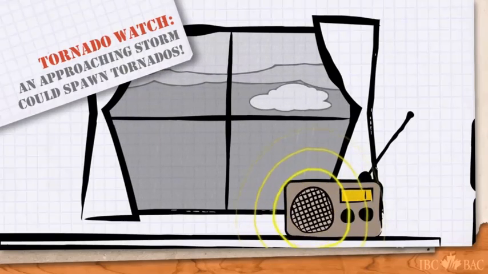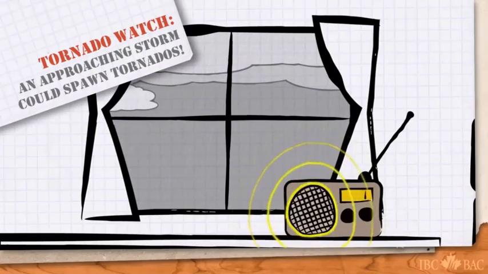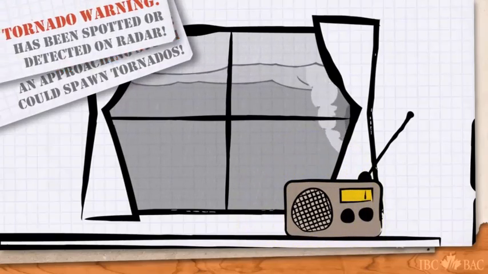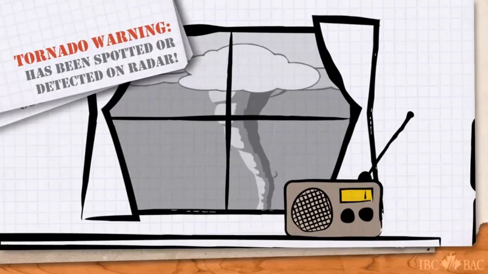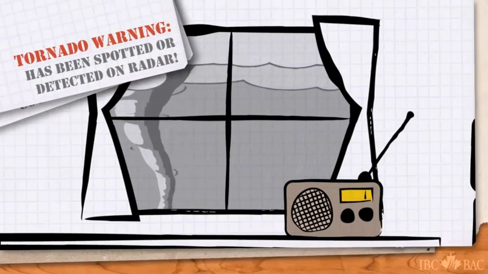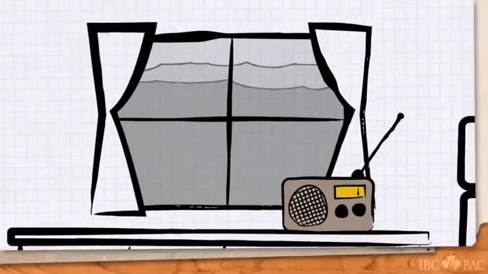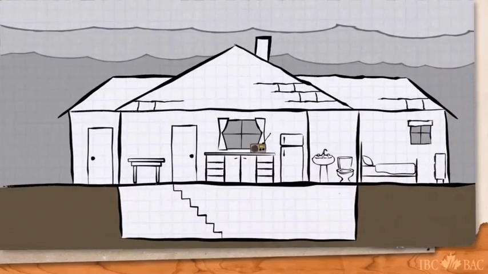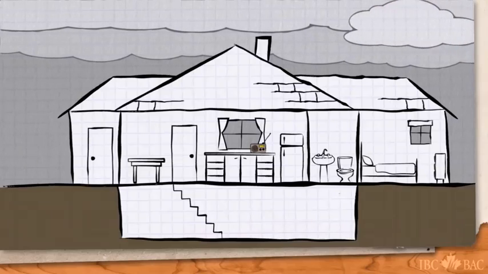This is a special bulletin. A tornado warning has now been issued for the area. And a tornado warning is issued when a tornado has actually been spotted or detected on radar. Here's some basic advice if threatened by an approaching tornado.